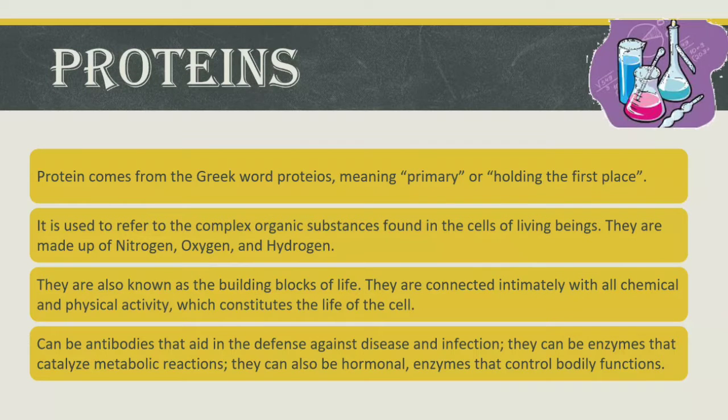Proteins. Protein comes from the Greek word proteus, meaning primary or holding the first place. It is used to refer to the complex organic substances found in the cells of living beings. They are made out of nitrogen, oxygen, and hydrogen. They are also known as the building blocks of life. They are connected intimately with all chemical and physical activity which constitute the life of the cell.